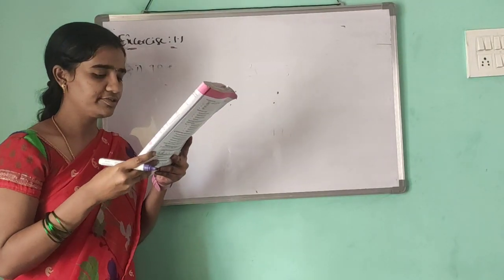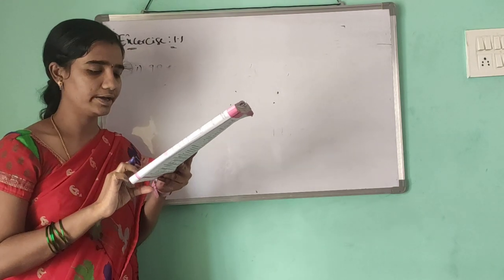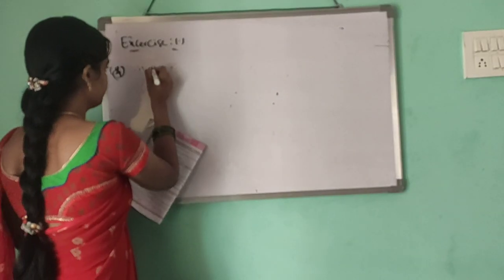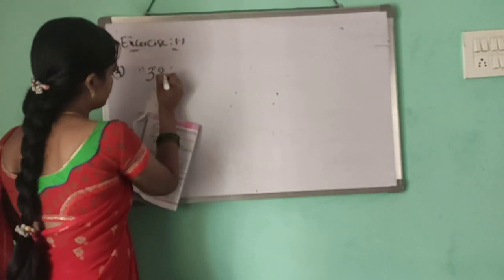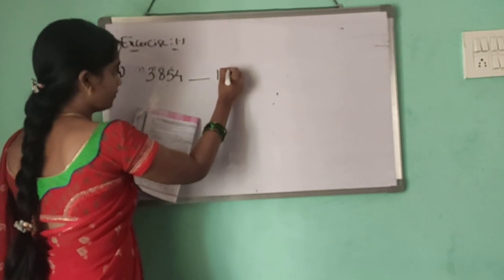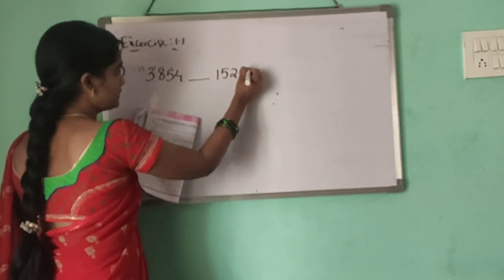Put the appropriate symbol, either less than or greater than, in the given space. See, 3854 and 15200.